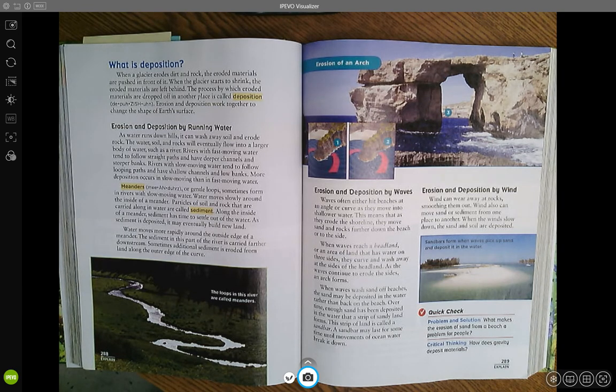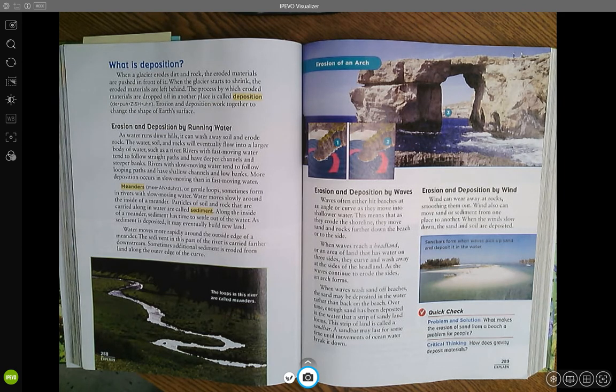Erosion and deposition by running water. As water runs down hills, it can wash away soil and erode rock. The water, soil, and rocks will eventually flow into a larger body of water, such as a river.